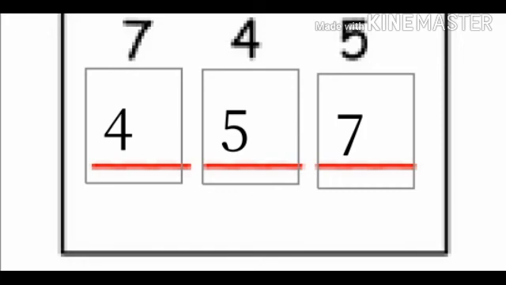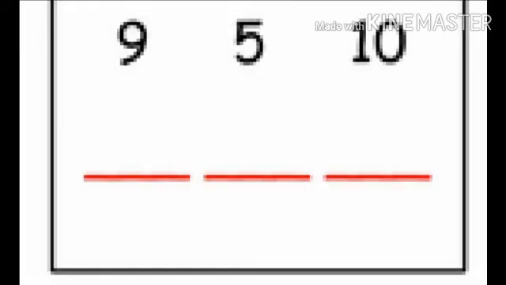Now count the numbers from smallest to biggest: 4, 5, 7. Very good. This is the correct answer.